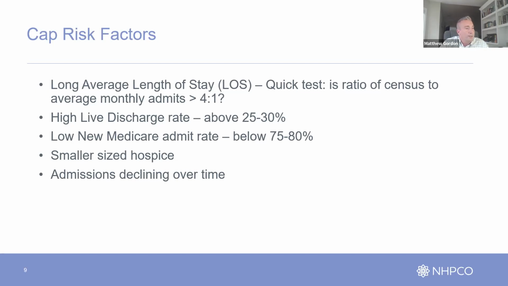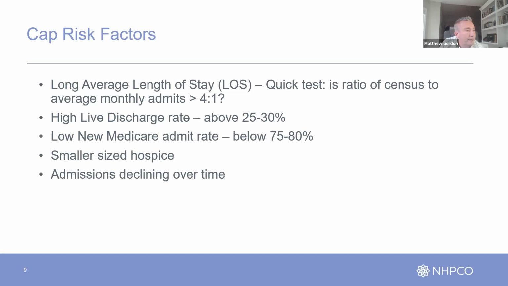Low new Medicare admission rates. Okay. You want at least 75 or 80% of your admits to be coming in on their first benefit period. All right. Why is that important? Because they come in with their full CAP credit intact, the full 32,000. If you're getting a patient on their 6th or 7th benefit period, you're likely only going to get a very small fraction of that patient's overall CAP credit because they would have already had a significant amount of time with another hospice. All right. So that is another risk factor.